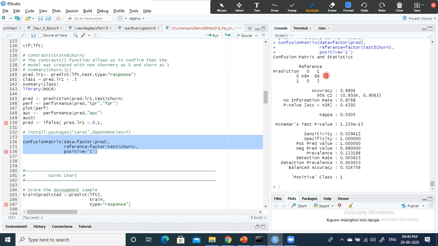is actually 66 customers are non-churners, but my model wrongly predicted them as positive, so the false positive is 66. But here the false negative is 0. At least this one is 0, right? So in this case, none of the customers are wrongly predicted as non-churner.